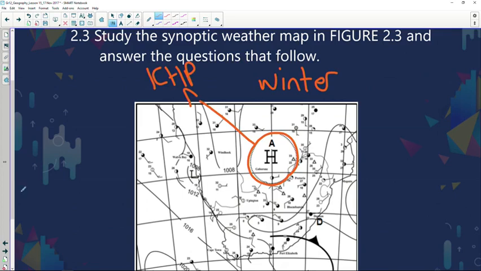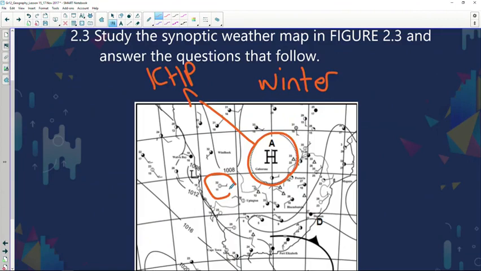What else can we identify? Have a look at the weather station models. As you can see, we experience clear blue skies. So that's another indication of the high pressure system over us. Because it's subsidence, sinking air, no cloud formation can take place. If you look at the weather station models over there, you can see that the temperatures are quite moderate, not as warm as in summer.